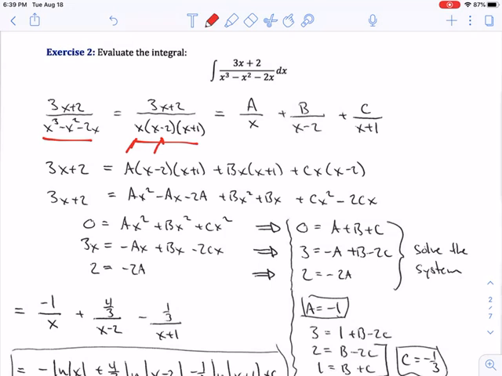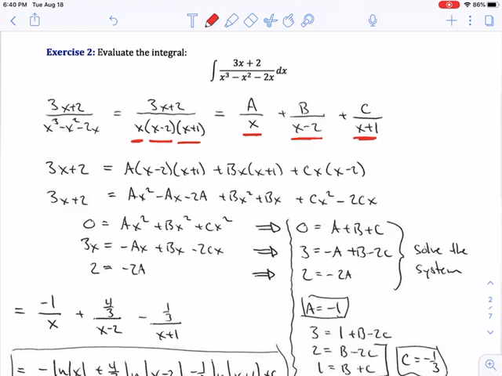So here's what we do. For each factor, we're going to create a fraction. We have 3 factors. We have the factor x. We have the factor x minus 2. And we have the factor x plus 1. We put them each in their own fraction denominator. What do we put in the numerator? We put a constant. So the constants A, B, and C are what we're going to put in the numerators.